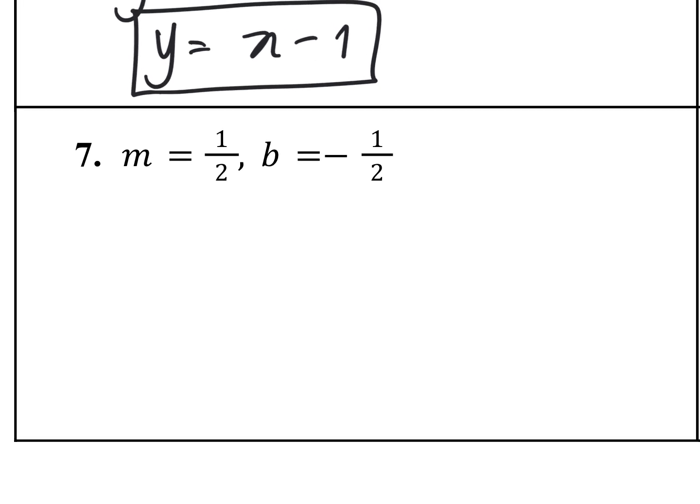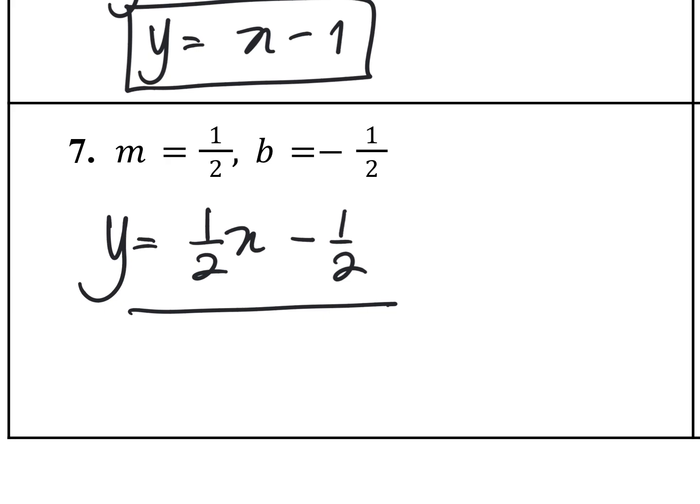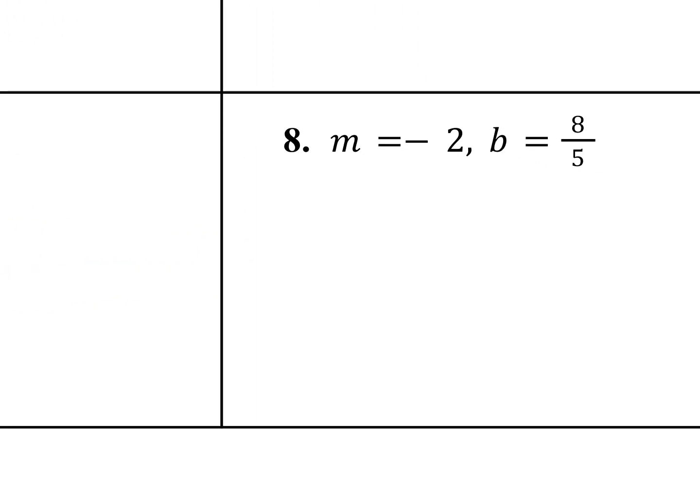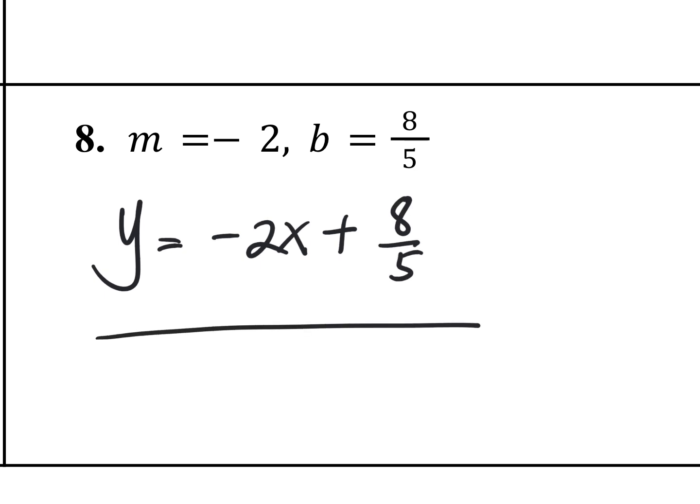Okay, number 7. The slope is 1/2, 1 over 2x, and the y-intercept is negative 1/2. Number 8, the slope is negative 2, so y is equal to negative 2, and then let's not forget the x, plus 8 over 5.